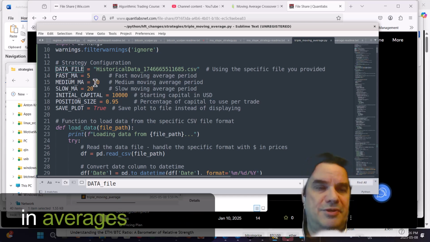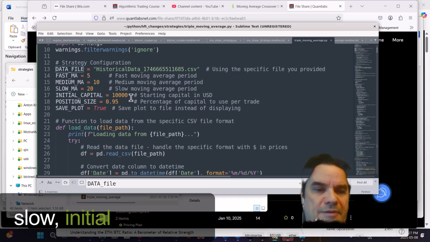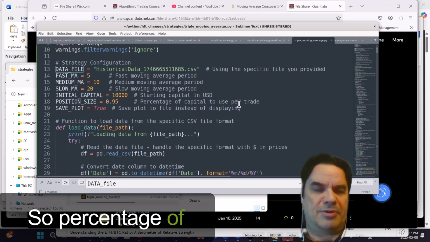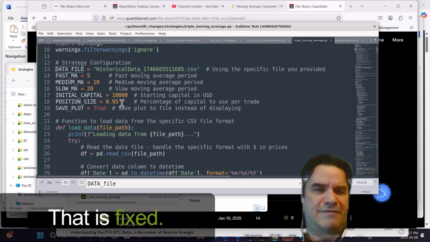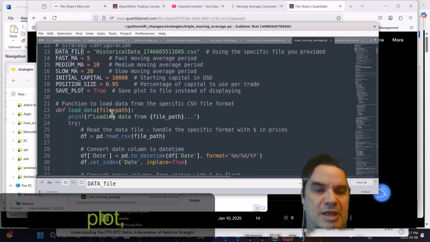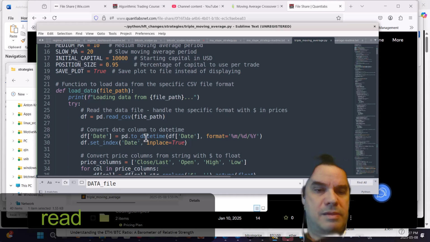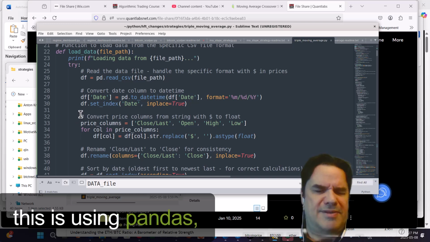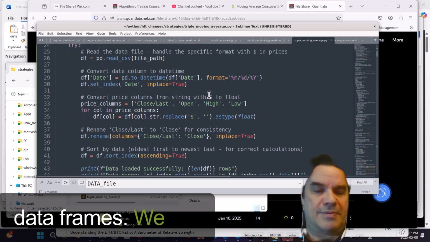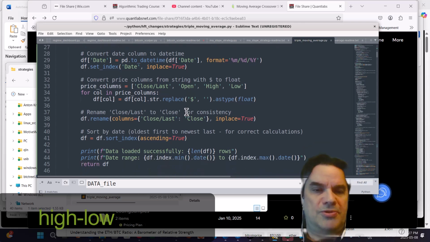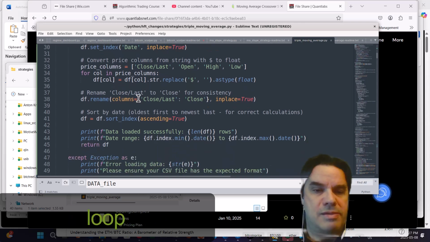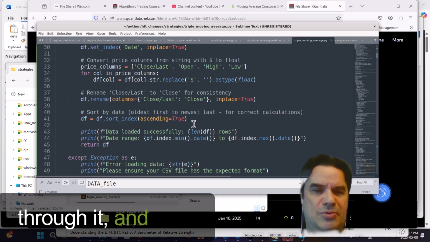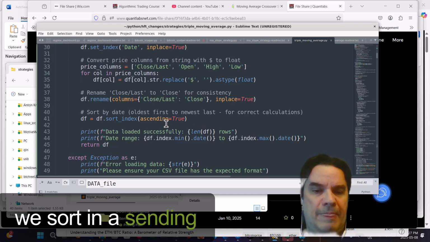So we've got three moving averages for the triple: fast, medium, slow. Initial capital of 10K, and position sizing, so the percentage of capital to use per trade, that is fixed. If you want to save the plot, you load the data and read it. The most popular way of doing this is using Pandas data frames. We set the open, high, low, close, loop through it, and then we sort in ascending order.